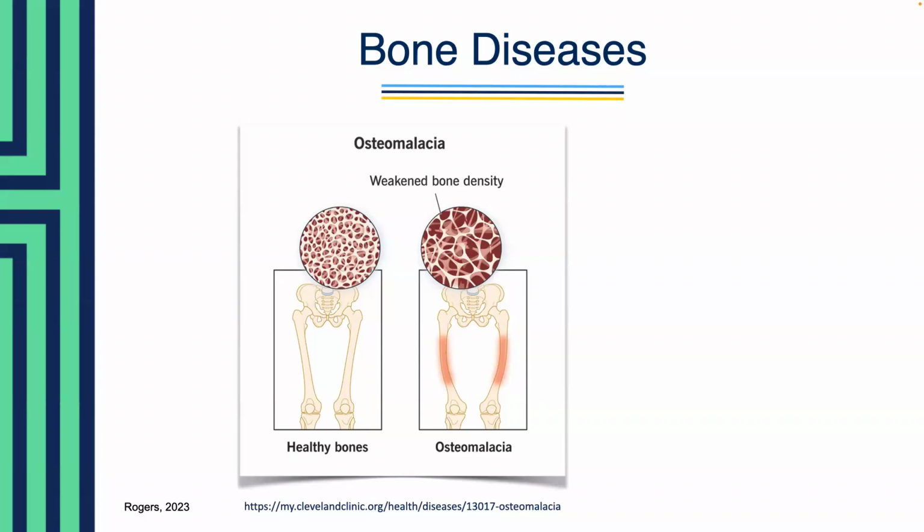Now, this first image shows the comparison of healthy bones versus osteomalacia. So you can see that. A direct consequence of vitamin D deficiency in osteomalacia is impaired calcium absorption from the intestine. So vitamin D normally enhances calcium absorption. Its deficiency results in low calcium levels, preventing proper mineralization of the osteoid, leading to the softening of the bones, which is the osteomalacia.